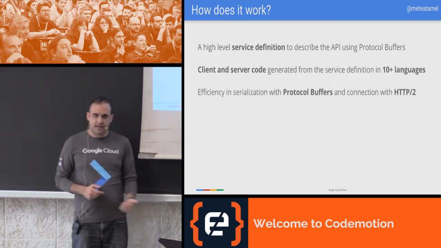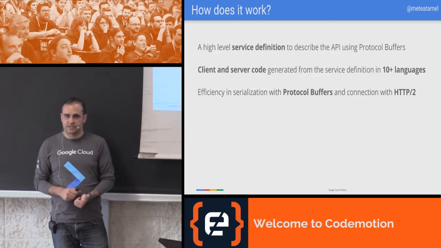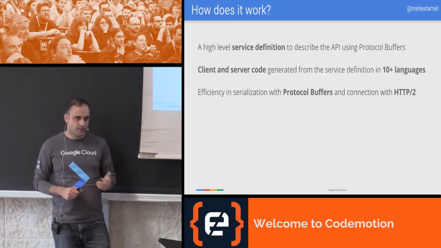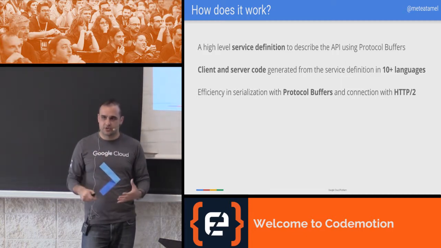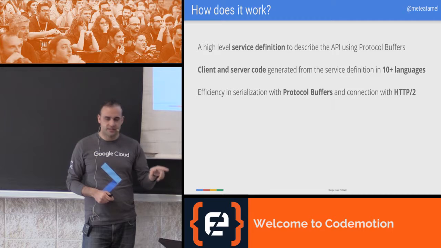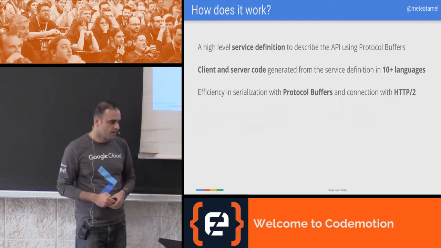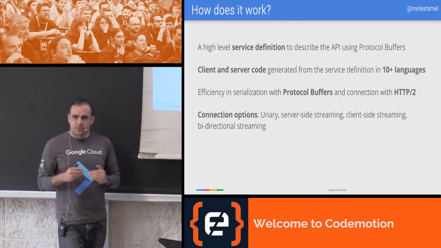So, as I mentioned before, you have efficiency in serialization because we are using protocol buffers. It's a binary protocol that's much more efficient than JSON or XML. And you have connection efficiency because we're using HTTP/2. I'll talk about these efficiencies later in the talk. And then you have options when it comes to connections.